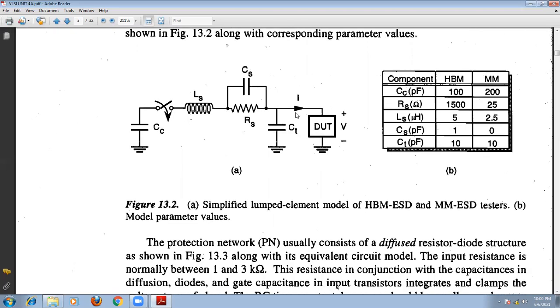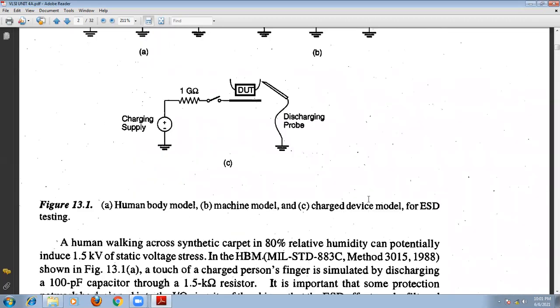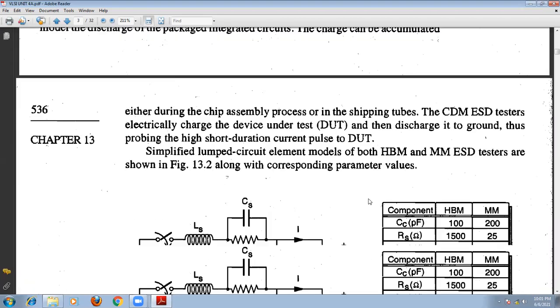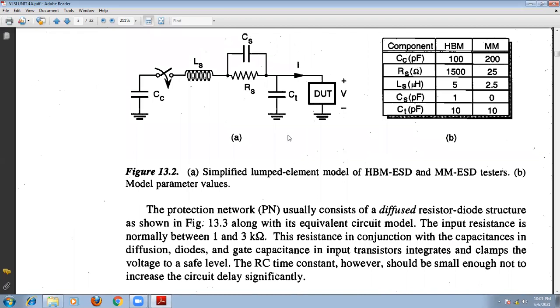So it may be suitable not only for the human body model but also for the machine model. Therefore, we need some protection circuit in order to protect the device from these electrostatic discharges.